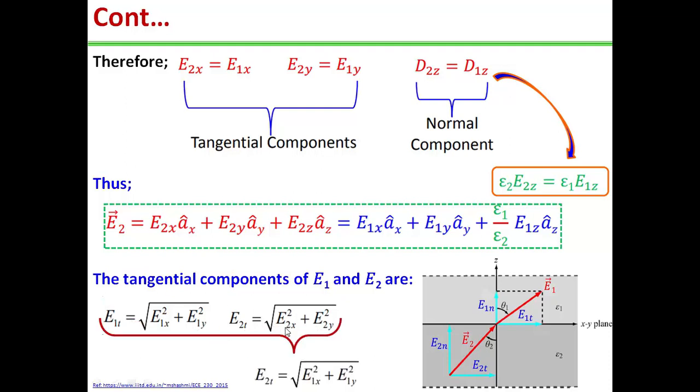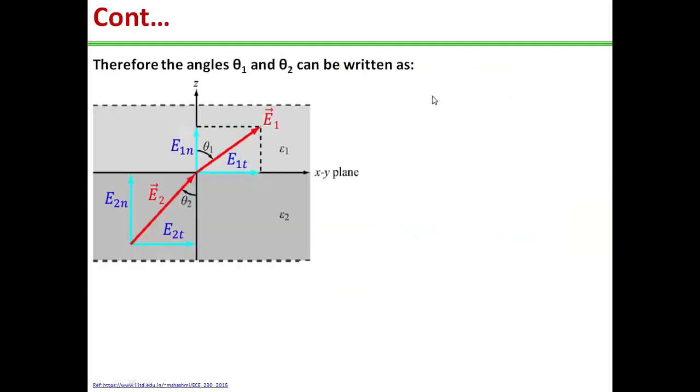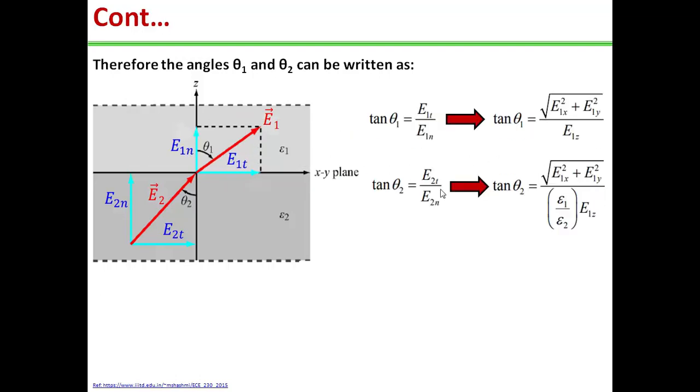Whereas we know that E2x is equal to E1x and E2y is equal to E1y. So we can write E2t is equal to square root of E1x square plus E1y square. Now let us understand what is the relation between angle theta 1 and theta 2. From this figure you can see this is theta 1. For this theta 1, this is the perpendicular, this is the base and this is the resultant.